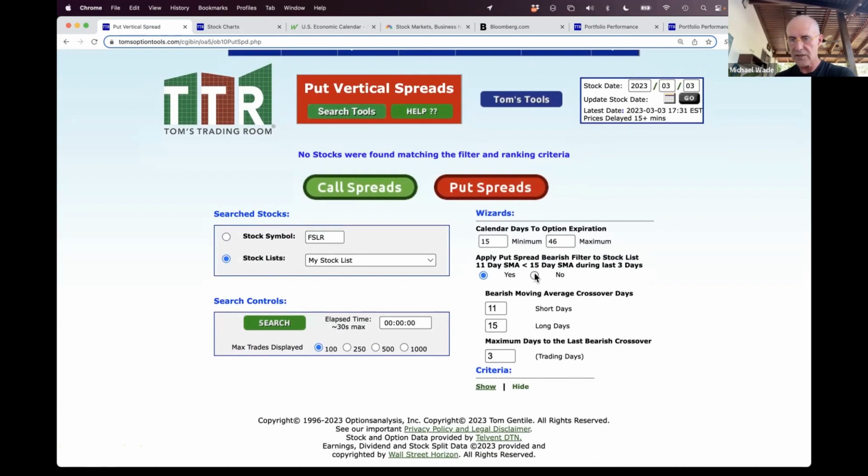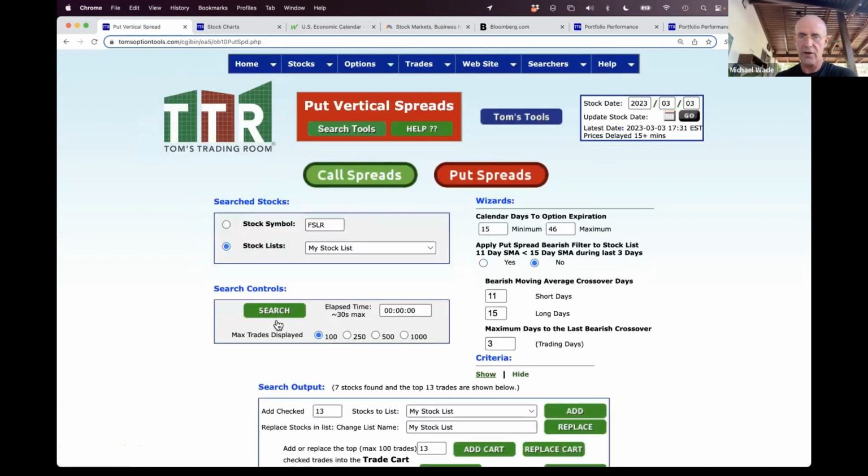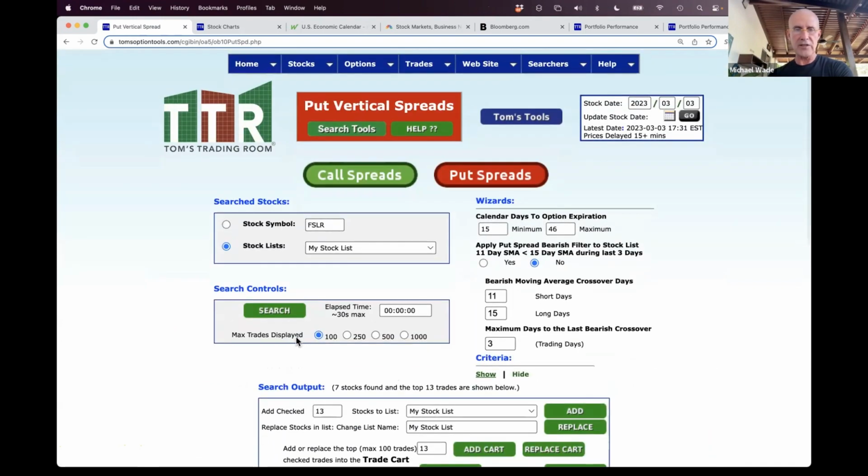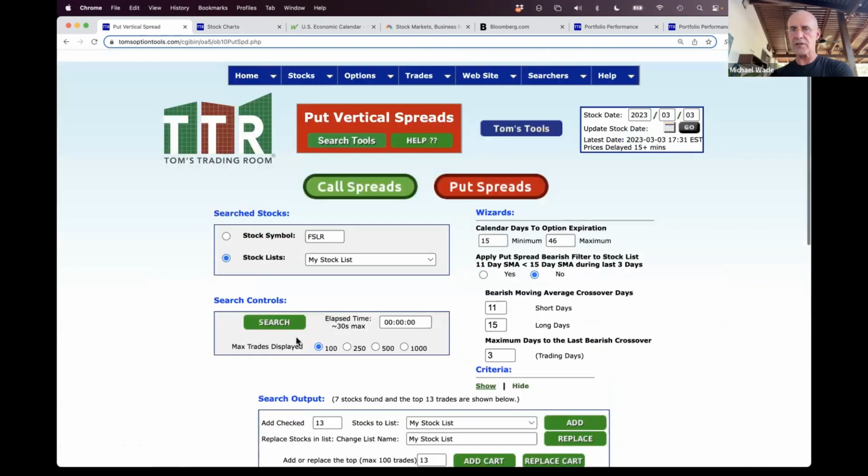Now, if I turn this scan off, this additional technical directional scan, then you'll see there's others. So McKinnison comes up, Dell, Ambarella, and a few others. So if you like debit spreads, that's a good place to start.